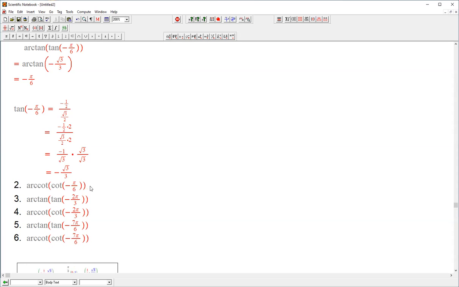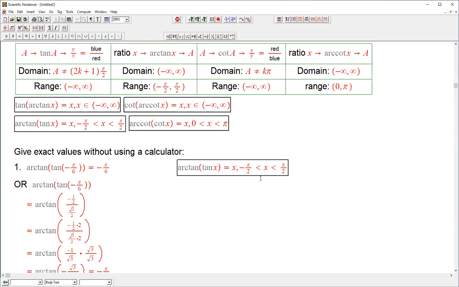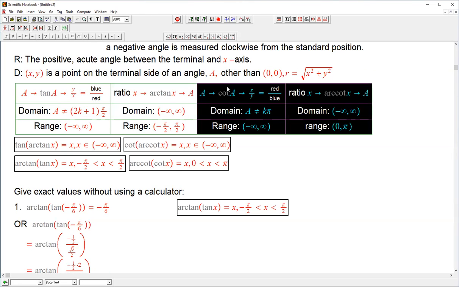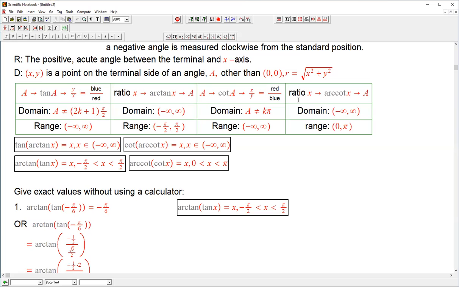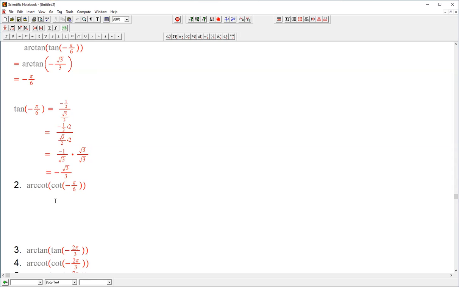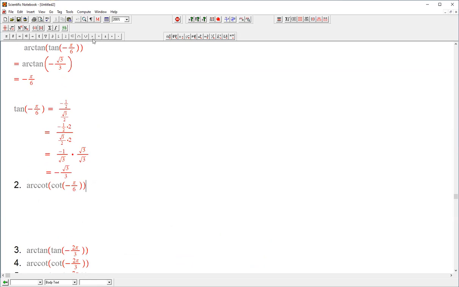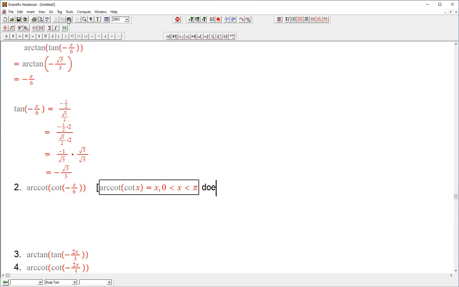Number 2, arc cotangent. Arc cotangent is considered, right? So for cotangent and arc cotangent, we examine whether you know these facts: domain and range for cotangent, domain and range for arc cotangent. And do you know the shortcut? Can we apply the shortcut in our case? The shortcut obviously requires this piece, which does not apply. If it doesn't apply, you actually don't need to mention it.